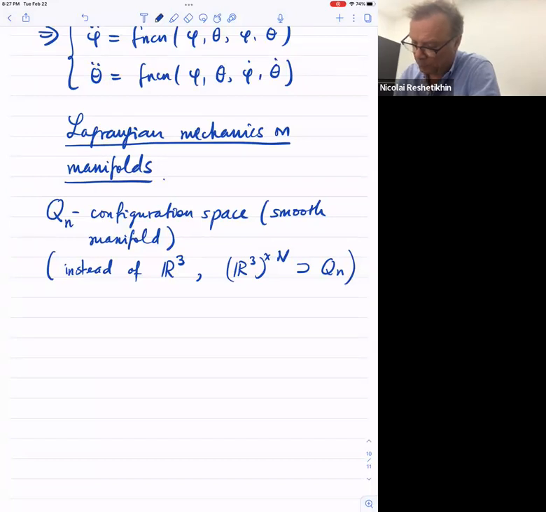Okay, so first, what is a manifold? Typically I would ask in the audience, please raise your hands who know what a smooth manifold is. But fortunately in the Zoom there is an option. So please raise your hand if you know what a smooth manifold is.